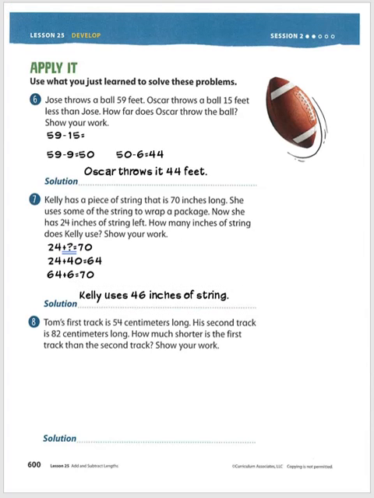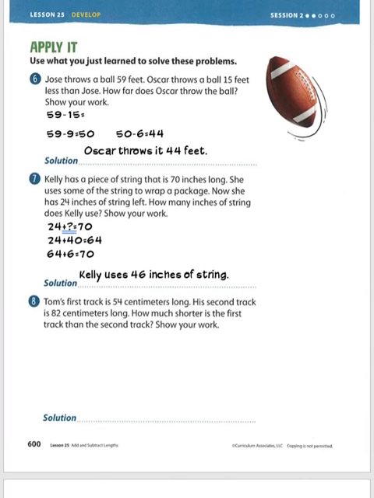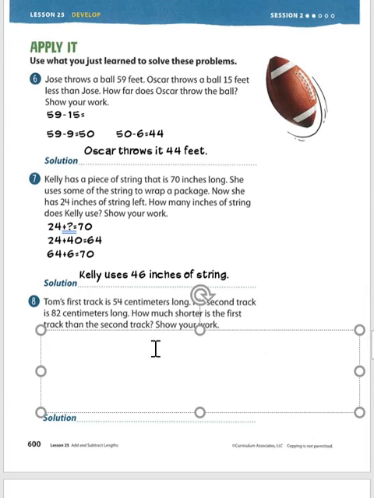Very good. Number 8. Tom's first track is 54 centimeters long. His second track is 82 centimeters long. How much shorter is the first track than the second track? Show your work. So I have to go 82, and I have to minus 54. And that equals what? Well, I'm going to do it like this. I'm going to go 80. I'm going to do it like I would a number line. 82 minus 2 equals 80. Okay, so now I've minus 2.